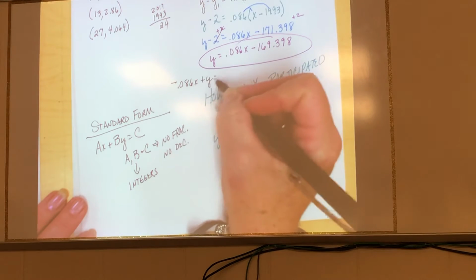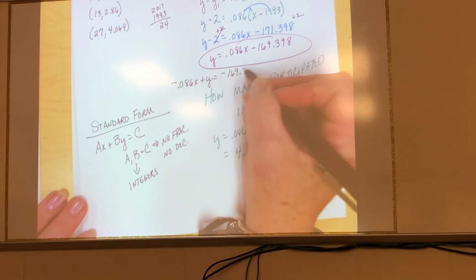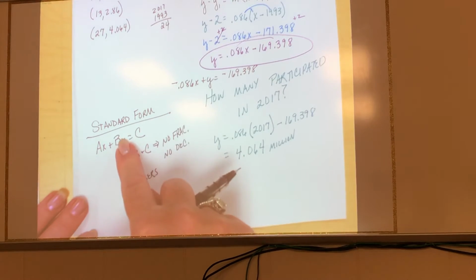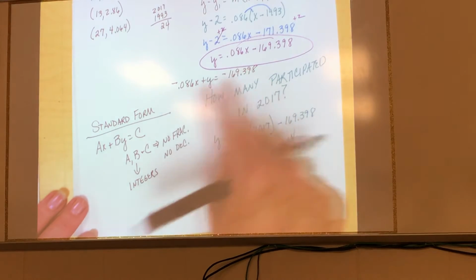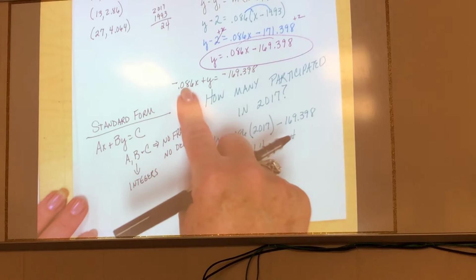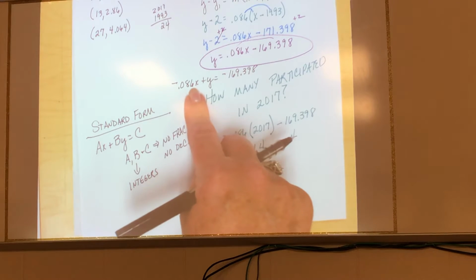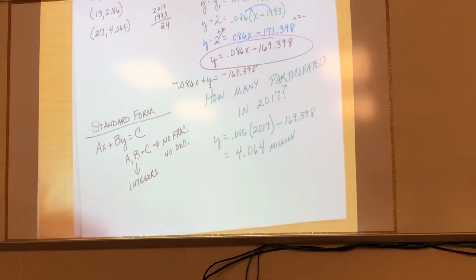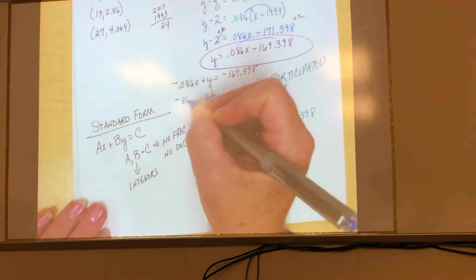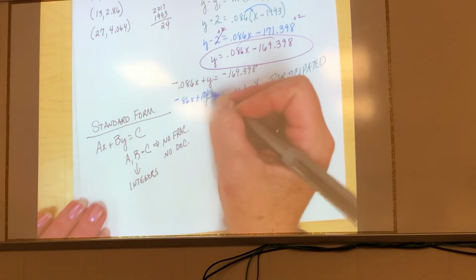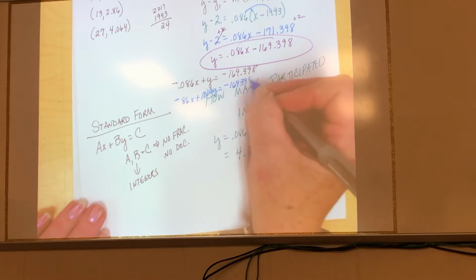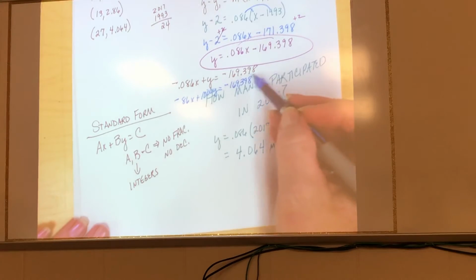0.086x plus y equals negative 169.398. Is this a legal answer? Not for standard form, people. You got decimals all over the place. What do you have to multiply every term by? All 3 things. 1,000. 1,000, because you got 3 digits behind the decimal point. Okay? So when you multiply it by 1,000, you're going to end up with negative 86x plus 1,000y equals negative 169.398. Okay? And that would be in standard form.